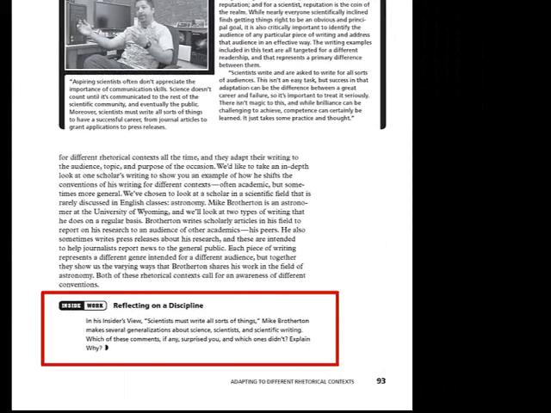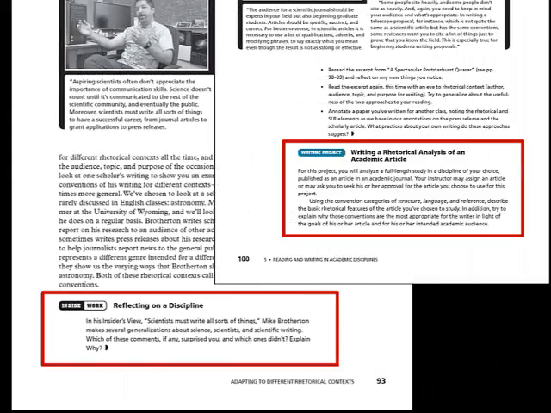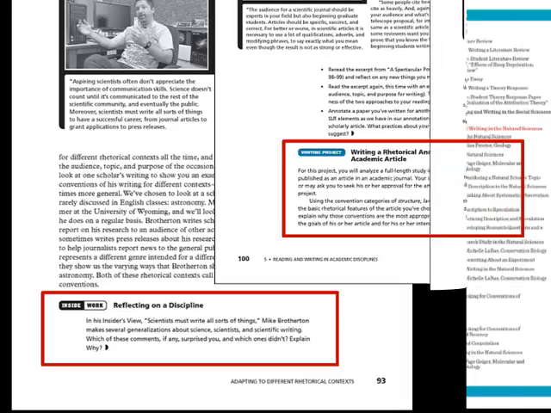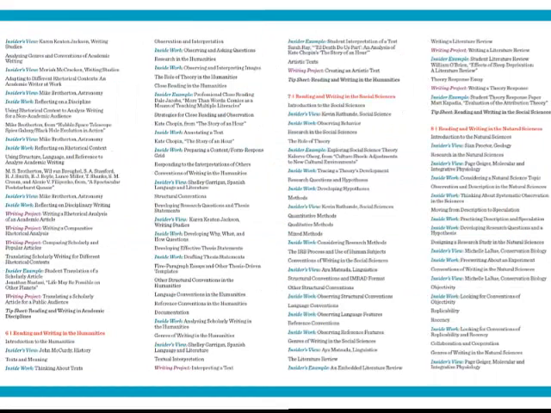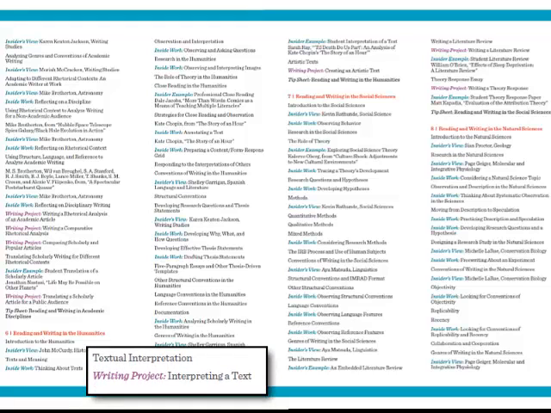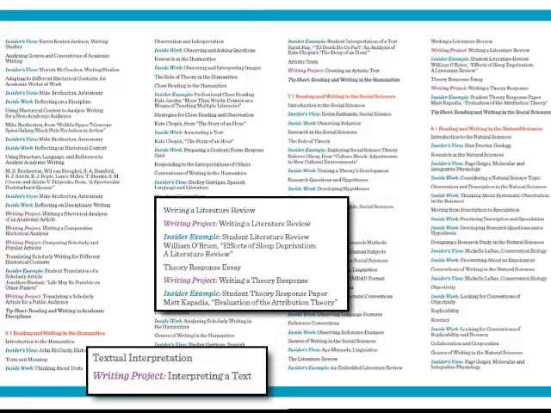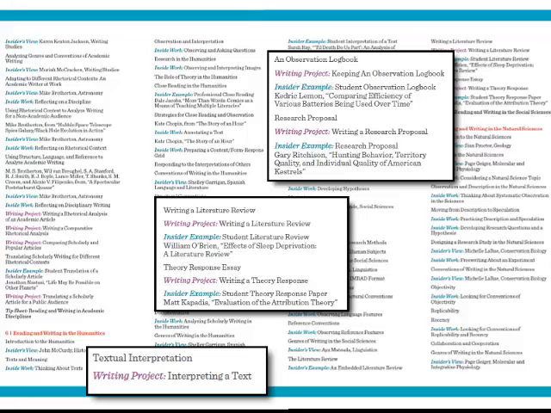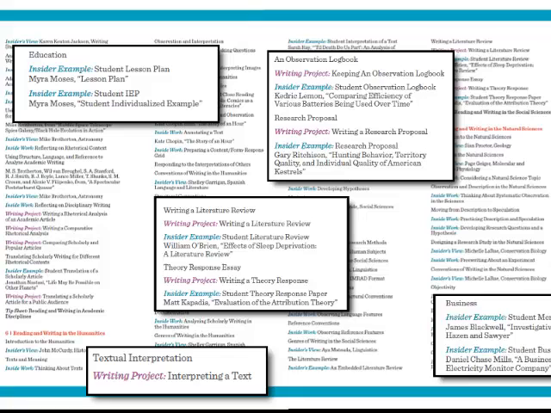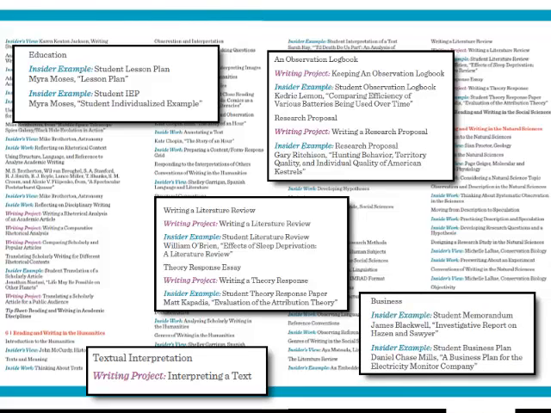Inside Work activities and writing projects provide opportunities for students to put their learning into action and to analyze and practice the skills and moves taught throughout the book. Students are provided with all the tools they need to write in genres such as rhetorical analysis and interpretation in the humanities, theory response papers and literature reviews in the social sciences, research proposals and formal observation reports in the natural sciences, and lesson plans and memoranda in the applied fields.